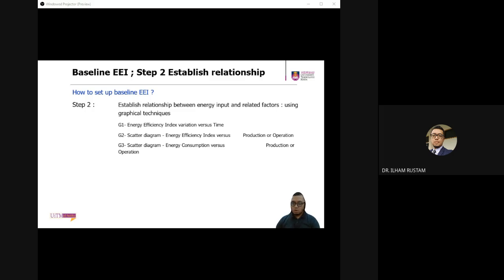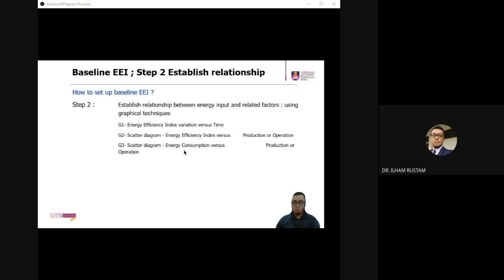So how are you going to set up your baseline based on EI calculated? You can use it versus time, which is monthly basis or yearly basis, up to you. Typically people will use monthly at the very least. And then once energy management has been set up, you'll need yearly basis. But you can also set it up versus production and operation, and then production and operation versus energy consumption. Tadi EEI, ni EEI versus time, EEI versus production.